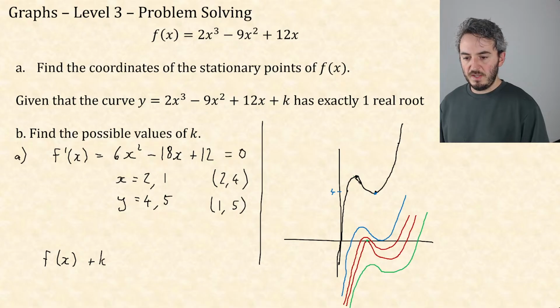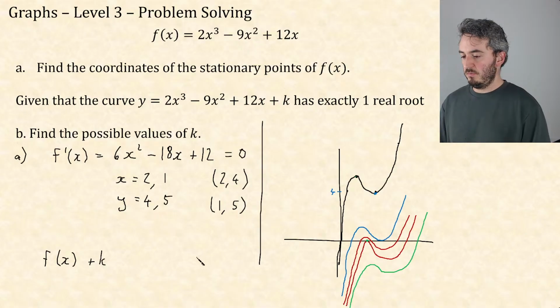Well, the y value up here was 5. So if I shift it down by 5, it will be on that cusp there. So if I shift it down by more than 5 units, I'll be okay. And if I shift it down by less than 4 units, I'll be okay.